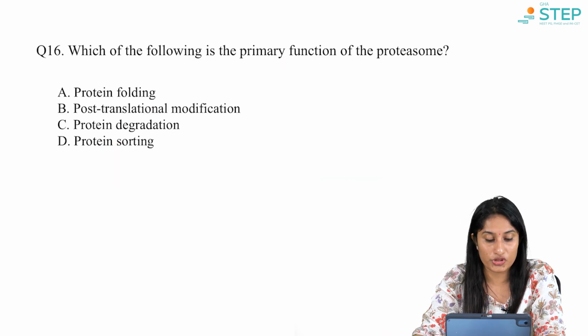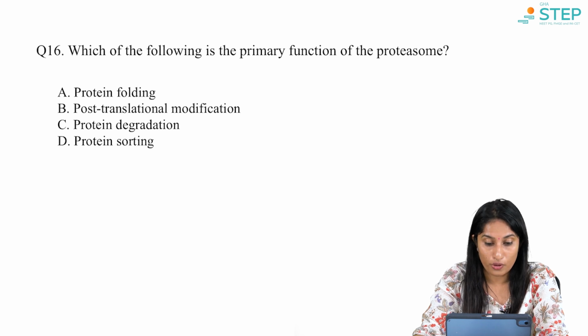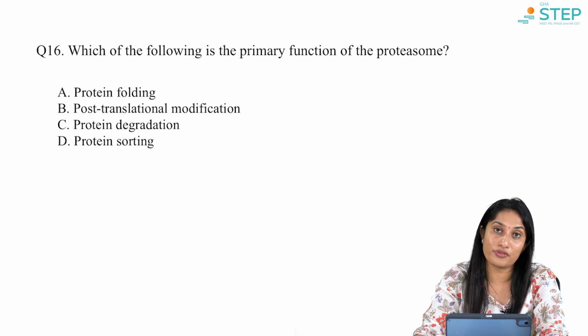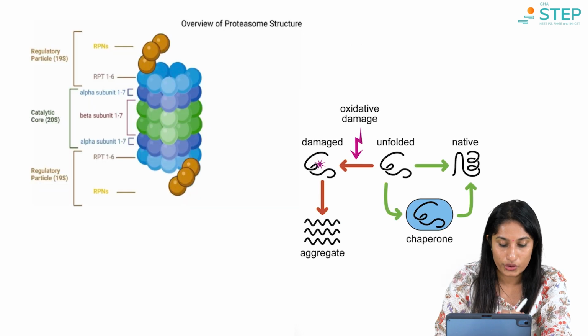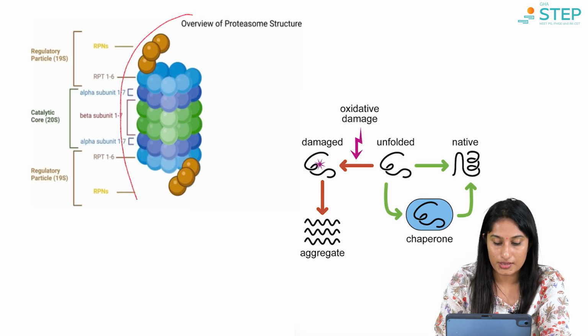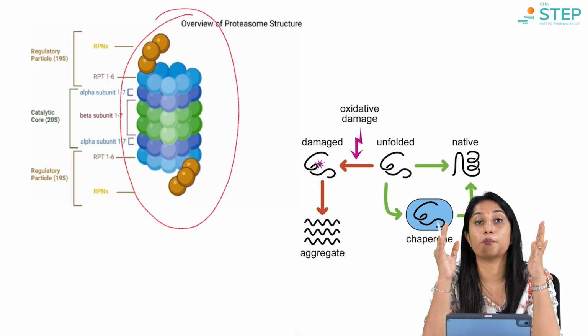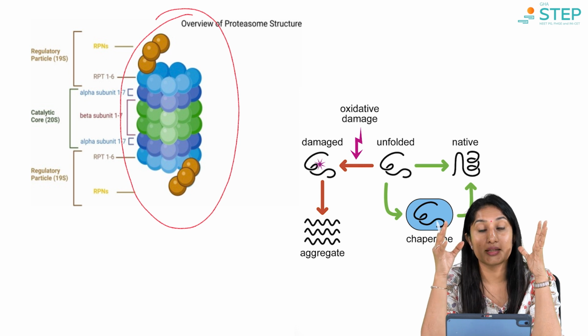Let's move on to question number 16. Which of the following is the primary function of proteasome? Okay. So, let me just show you the diagram of a proteasome. So, this is a proteasome. You can see it looks like a barrel. Okay, you compare it with an incinerator.